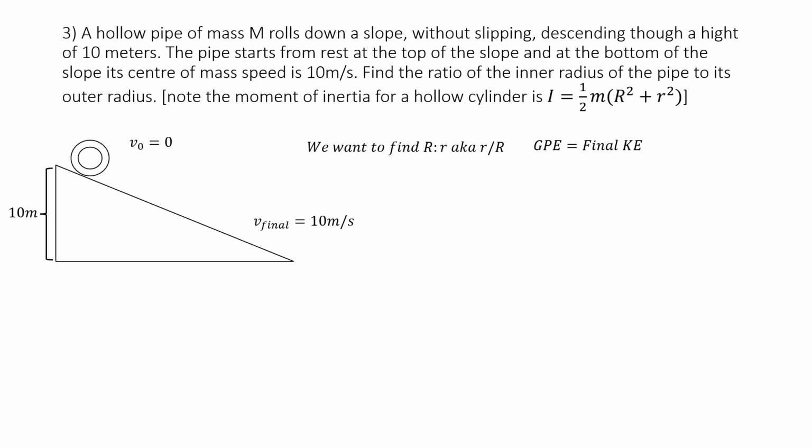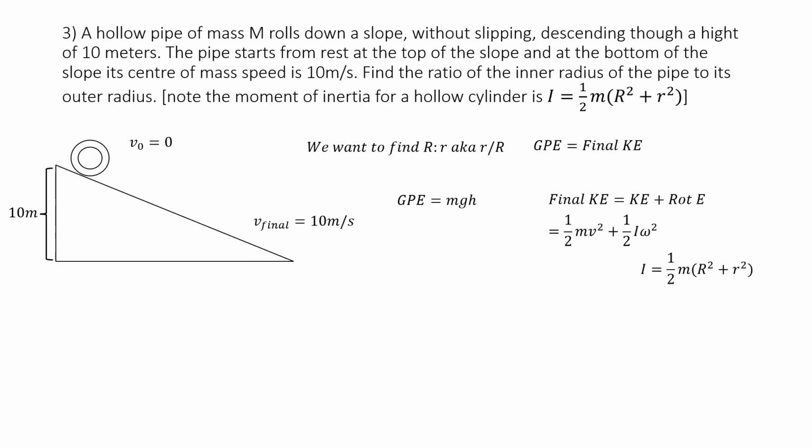So we're going to use the conservation of energy, and we're going to say that our gravitational potential energy is equal to our final kinetic energy. So our gravitational potential energy is simply mgh, and our final kinetic energy is our kinetic energy and our rotational energy. And these are given by half m v squared plus half I omega squared, where I is our moment of inertia and omega is our angular velocity.